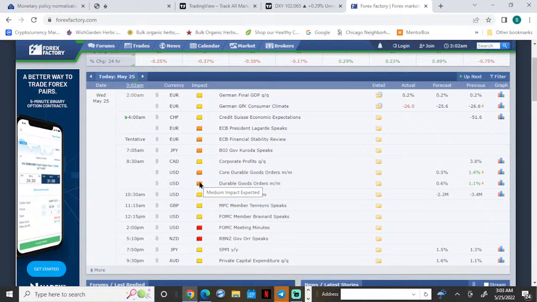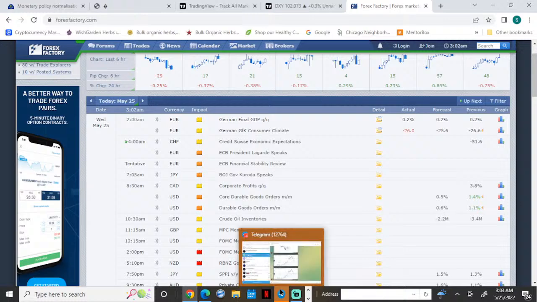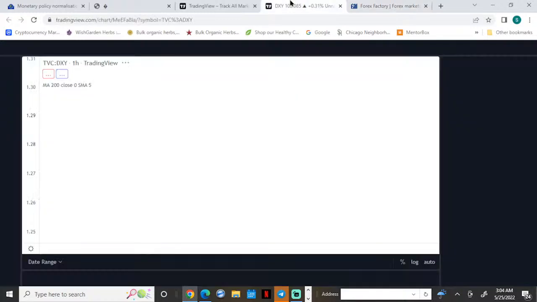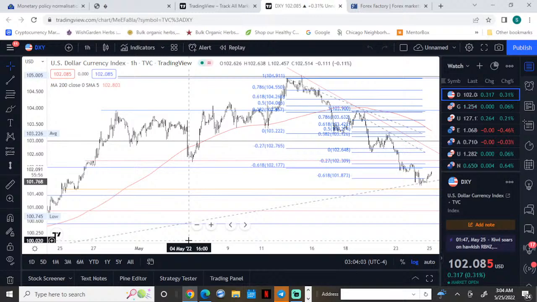We got some at 8:30. Then we have some red folders at 2, FOMC meetings. So I'm going to pay attention and see what those do. All right, let's go to the dollar. And give me just 1 second.